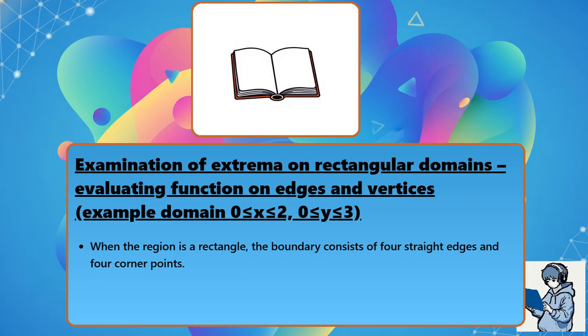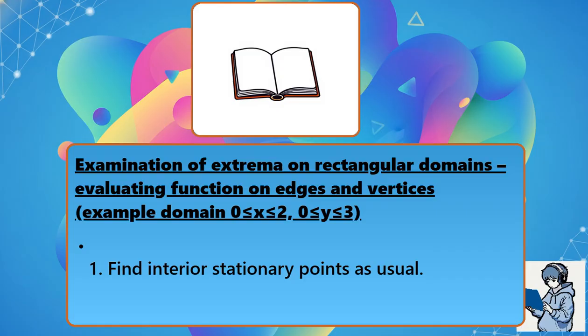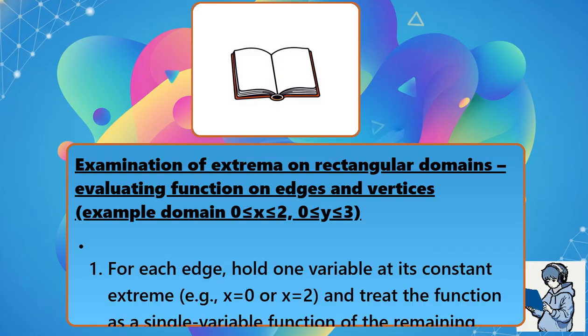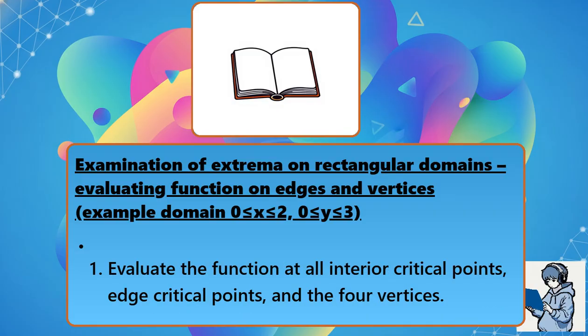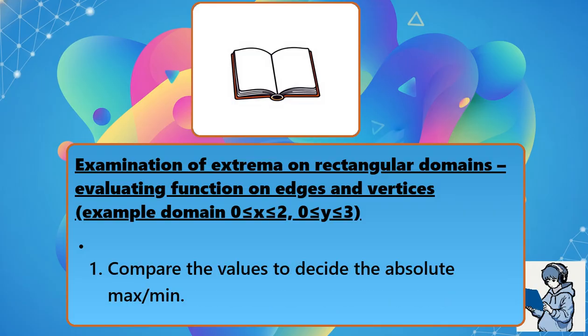When the region is a rectangle, the boundary consists of 4 straight edges and 4 corner points. The procedure: find interior stationary points as usual. For each edge, hold one variable at its constant extreme, for example x equals 0 or x equals 2, and treat the function as a single variable function of the remaining variable. Differentiate, and locate edge critical points. Evaluate the function at all interior critical points, edge critical points, and the 4 vertices. Compare the values to decide the absolute maximum or minimum.